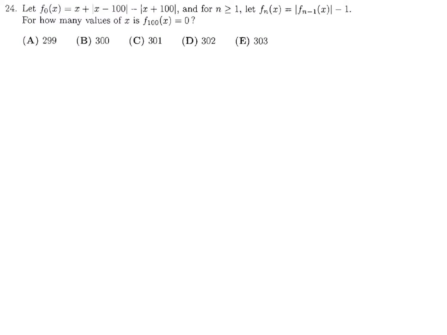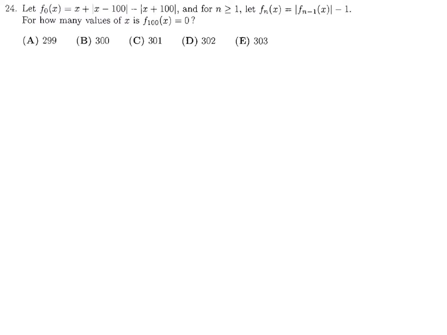Let f at 0 at x be x plus the absolute value of x minus 100 minus the absolute value of x plus 100. For n greater than or equal to 1, let f at n at x be f at n minus 1 at x minus 1. For how many values of x is f at 100 at x equal to 0?